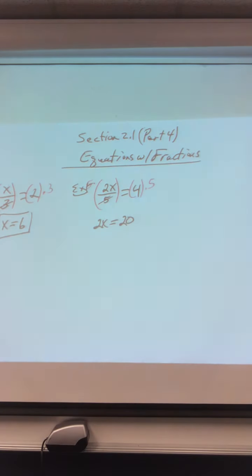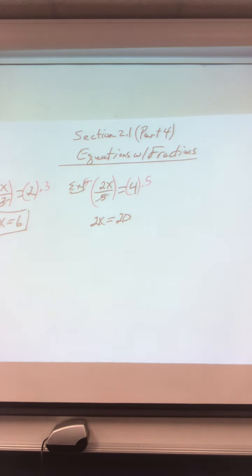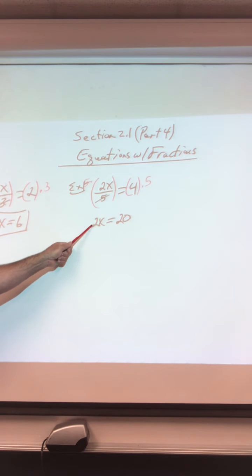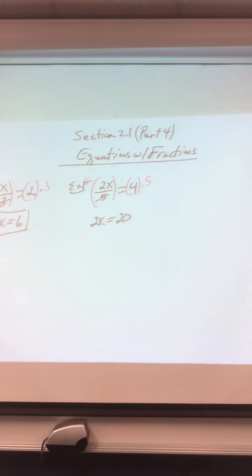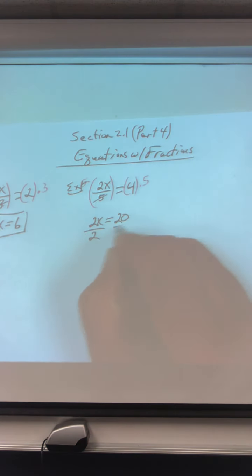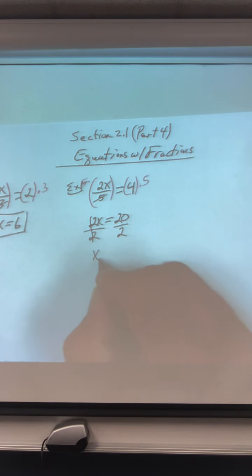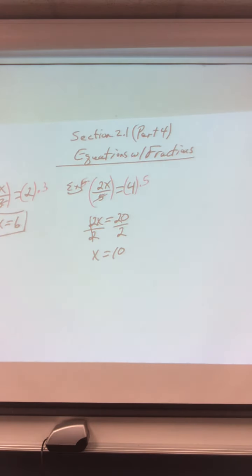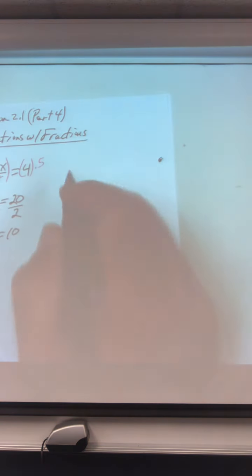Now, if you'll observe, this problem is not solved yet because there's still a coefficient in front of that x. We talked last time about how to deal with that. You get rid of that coefficient by dividing because you're undoing the multiplication. When I do, the 2's divide out, and of course 20 divided by 2 is 10. Okay, let's look at another example.